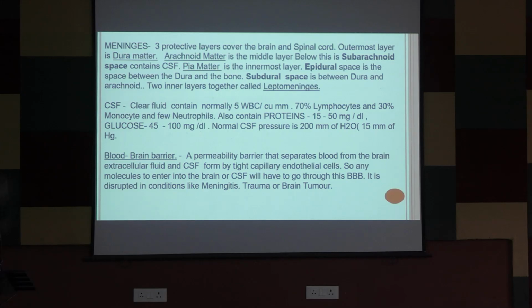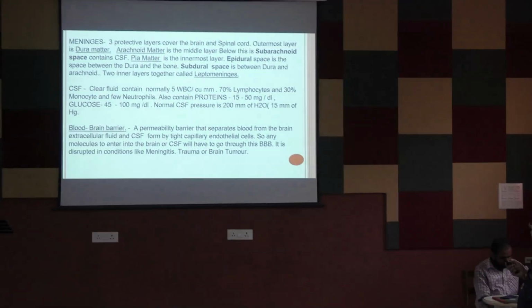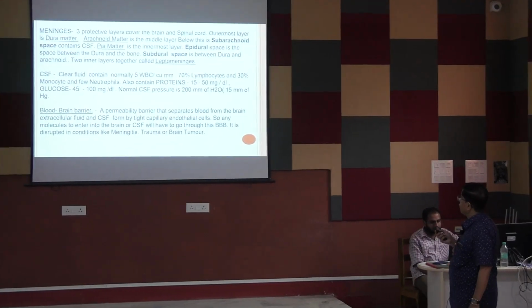So this arachnoid mater is the middle layer of the meninges. This is called the subarachnoid space. The subarachnoid space is the space between the pia mater and the arachnoid mater. The pia mater is the innermost layer.